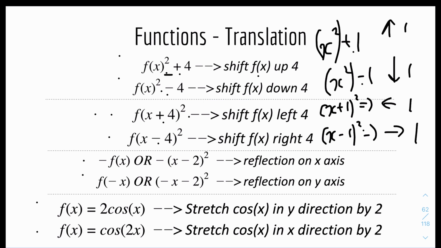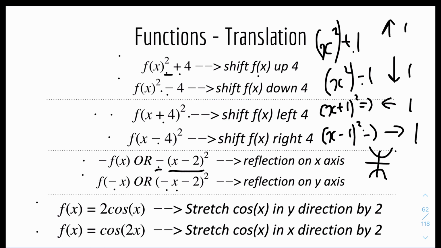Then you have minus f of x, so that minus is on the outside. Let's say you have a function, x minus 2 squared, and the negative sign is on the outside. You reflect the function in the x-axis. So the x-axis is this line right here. When you have, let's say, this graph, when you put a negative on the outside, it will become this. And the opposite is where the minus is inside the bracket, or in the x.